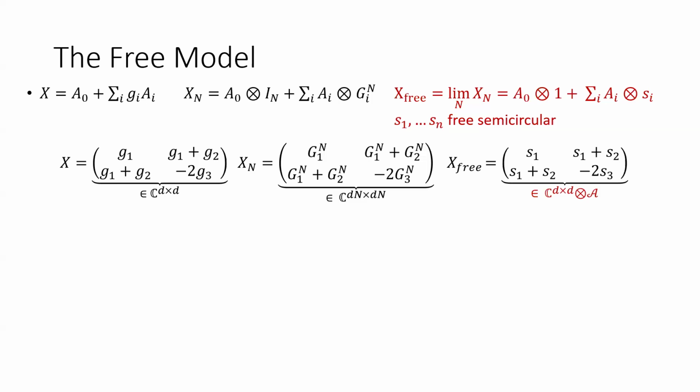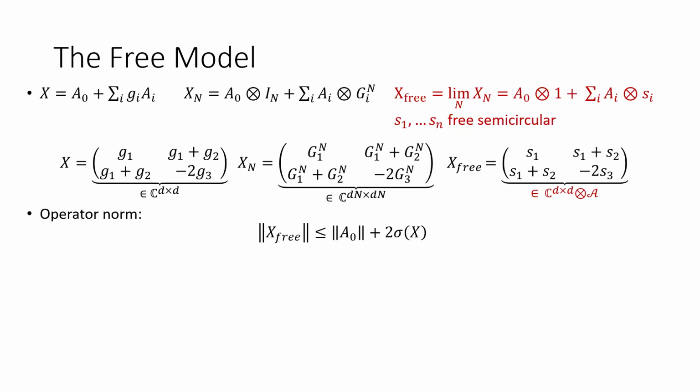So X_n is basically a matrix where each entry is the same linear combination of these GOE matrices. And when we take the limit, it is a matrix of semicircular random variables where each entry is the same linear combination of those free semicircular random variables. So that's what X_free is concretely. It's a matrix of semicircular random variables.